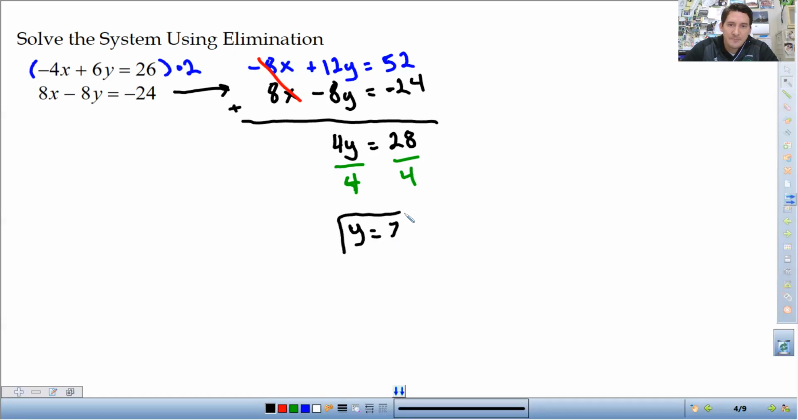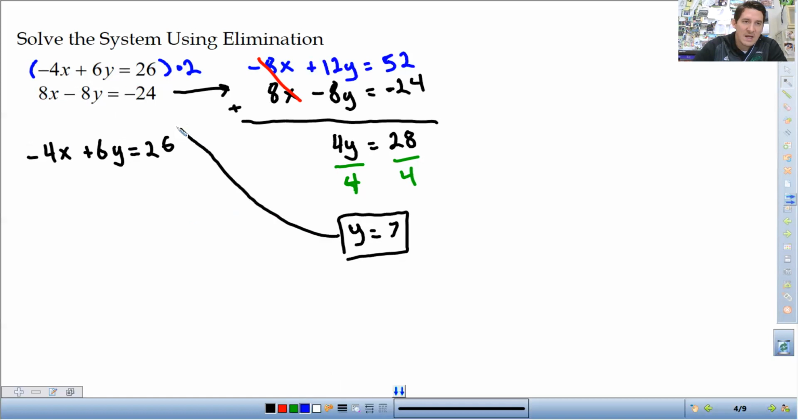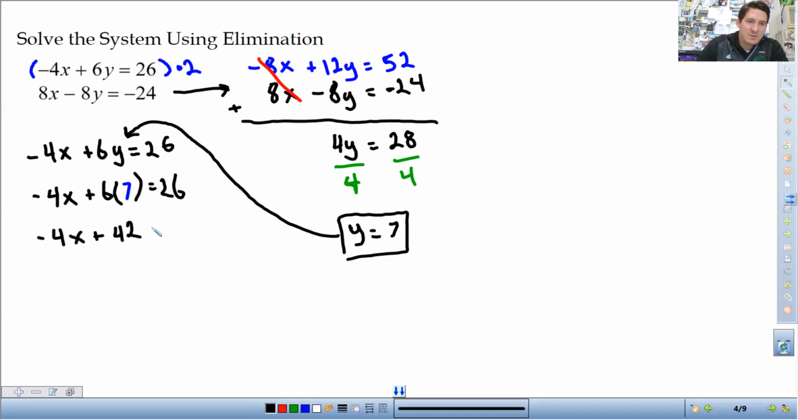Again, not quite done yet. We need to substitute this value back into one of the equations. We can either do the top equation or the bottom equation. It doesn't matter. I'm going to do the top one just because there's fewer negatives. So -4x plus 6y is equal to 26. And then I'm going to substitute the y in there. So it's -4x plus 6 times 7 is equal to 26. 6 times 7 is 42.